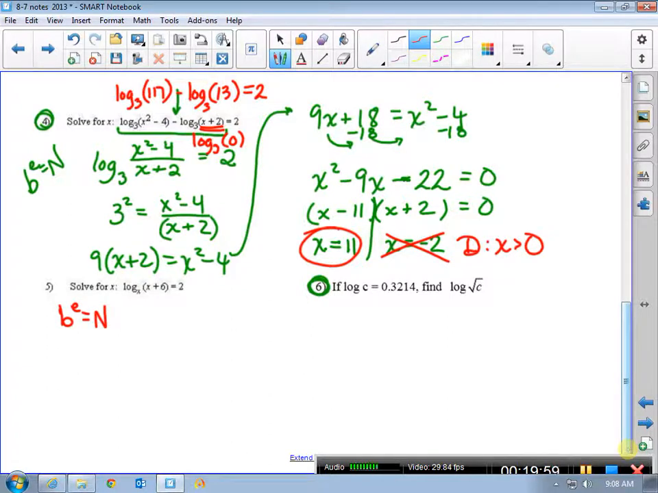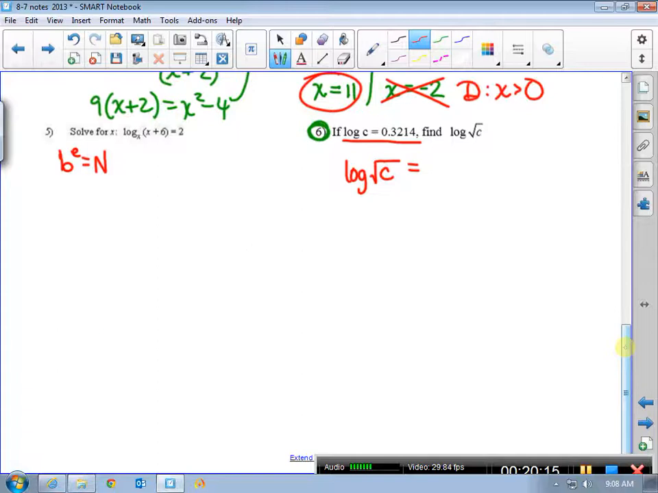For number 6, we have that the log of c equals 0.3214. And they're asking us to find the log of square root of c. So think about the properties. Square root of c means that it is log of c to the 1/2, which means 1/2 log c.